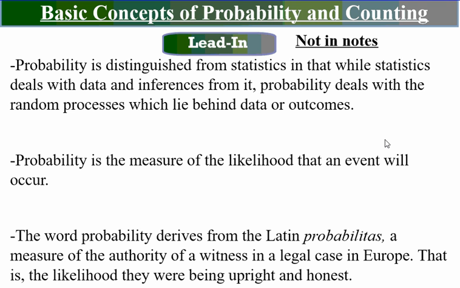So probability is distinguished from statistics in that while statistics looks at data and the conclusions and inferences that you can draw from it, probability kind of deals with what's going on in the background under the hood. What are those random processes that are playing out, and why are the data doing what they are doing? So by its definition, probability is the measure of the likelihood that an event will occur.